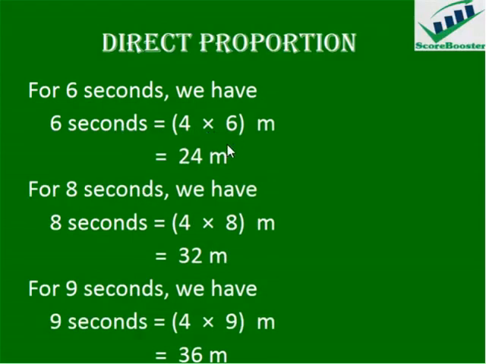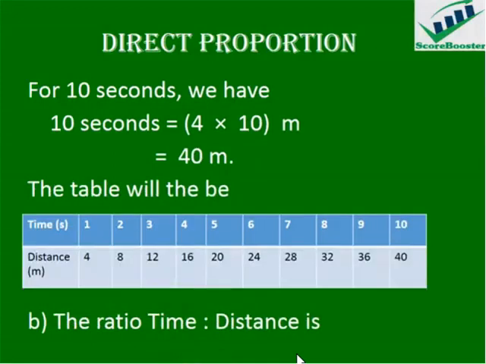4 multiplied by 6. They've already done for 7 seconds, but assuming we did for 7 seconds, we have 4 multiplied by 7, which will give 28 meters, which is the same thing as what we are given in the table. For 8 seconds, we have 4 multiplied by 8, which is 32 meters. For 9 seconds, we have 4 multiplied by 9, which is 36 meters. And lastly, for 10 seconds, we have 4 multiplied by 10, which is 40 meters.